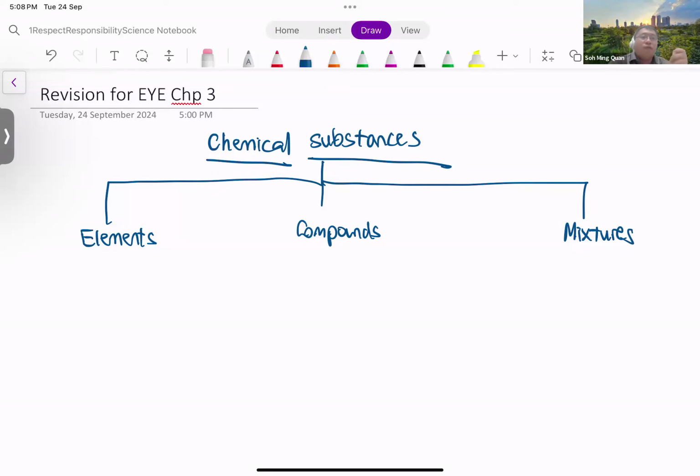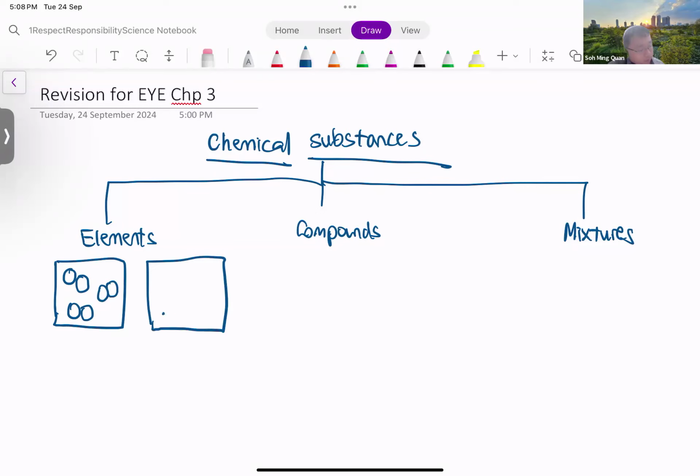So now let's delve into each one of the three of them. The first one is element. I'm going to start by drawing the particles in an element, and you will understand why they are elements. So you can see clearly these are elements. I've drawn you the particles in one element, right? Another way to draw elements could be this. Okay, this is another sort of element.